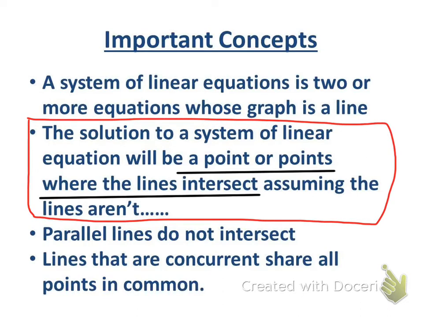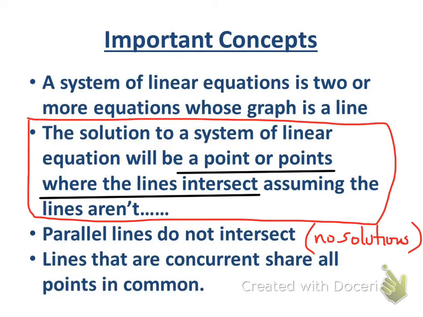The solution to a system of linear equations, two or more equations, is the point or points of intersection of the two lines, the point where the lines intersect, assuming the lines aren't what? Parallel, because if the two lines are parallel, then they will not intersect, right? Parallel lines do not intersect, so if a system of equations involves parallel lines, that's our special case of no solutions. How do you identify parallel lines? They have the same slope. Okay? Good, so same slopes.